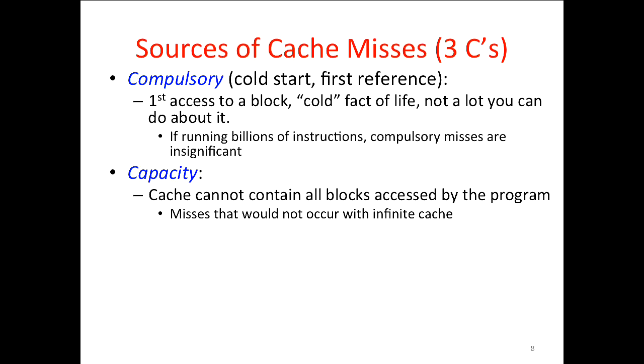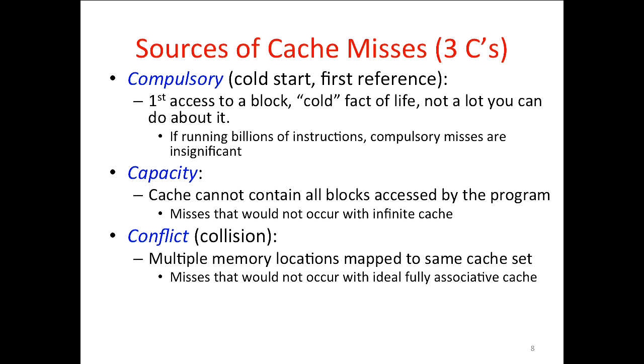One way of thinking about these are misses that you wouldn't get if you had an infinite cache. If you never had to throw anything out, you would never get capacity misses. The capacity misses are there because caches are designed to be small and finite and you have to replace things. The final category is these conflict misses, also sometimes called collision misses.